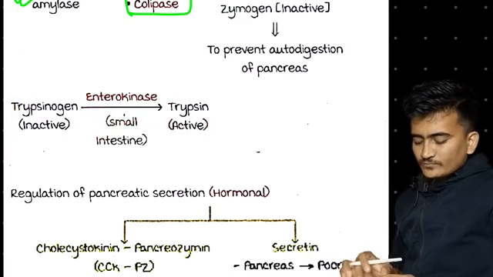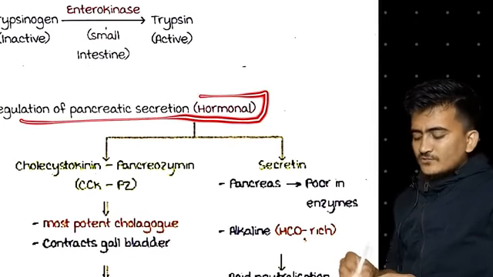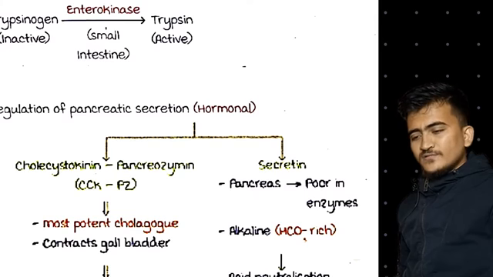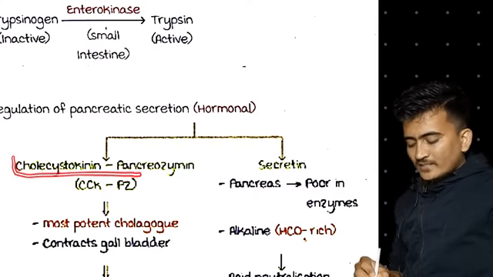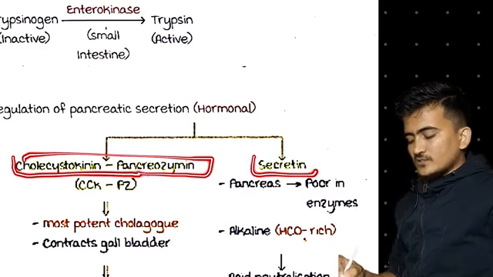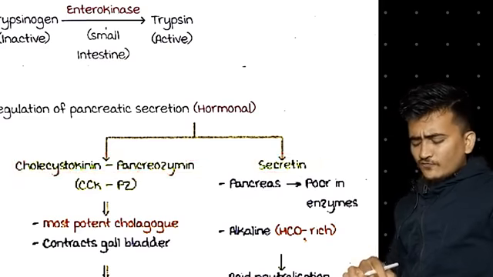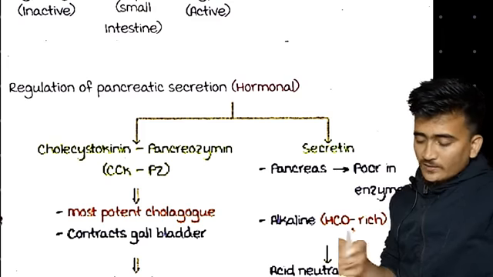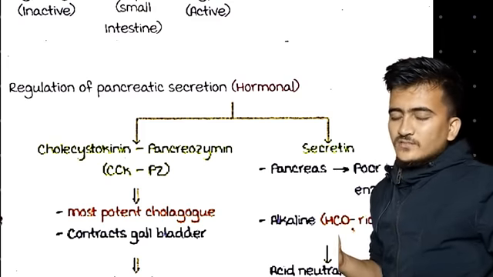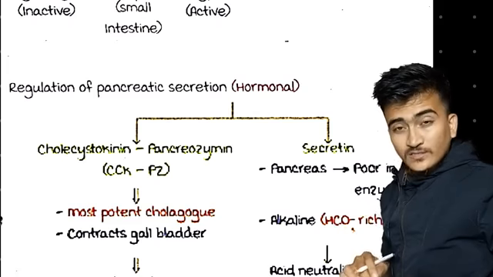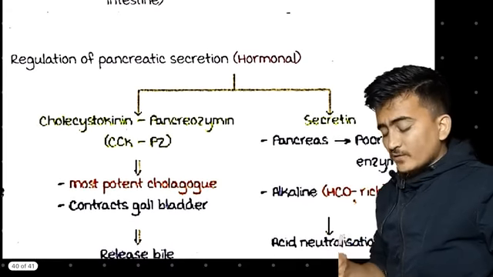Now talking about the regulation of pancreatic secretion, the hormonal regulation, it is regulated by two hormones, and they are cholecystokinin, also called pancreozymin, and secretin, right? Now focusing on cholecystokinin. Cholecystokinin simply means contraction, anything that helps in contraction of the gallbladder, right? Cholecystokinin helps in gallbladder contraction.